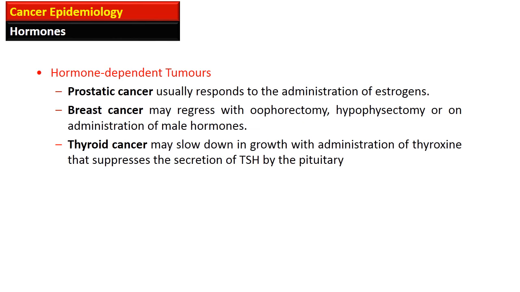In animal models, induction of hyperfunction of the adenohypophysis is associated with increased risk of developing a tumor of that particular target organ. It follows a development of functional hyperplasia. There is tumor regression on removal of the stimulus or excessive hormonal secretion. The hormone-dependent tumors are prostate, which usually respond to administration of estrogen. The breast cancer may regress with oophorectomy, hypophysectomy, or on administration of male hormones, while thyroid cancer may slow down in growth with administration of thyroxine that suppresses the secretion of TSH by the pituitary gland.